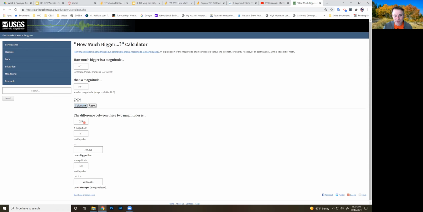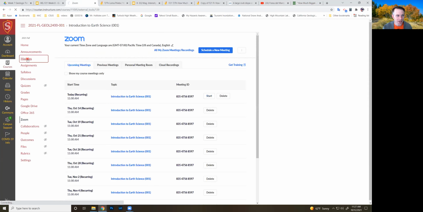So it's a difference in magnitude of 2.9. A magnitude 8.7 is 794 times bigger than a magnitude 5.8 in terms of shaking, in terms of the amplitude. But in terms of the energy released, or how much stronger it is, look at that: it's 22,000 times stronger. So it would take the energy of 22,000 magnitude 5.8s to equal the energy of 1 magnitude 8.7. So when we're talking about these logarithmic scales and just how massive these things are, that's what we're talking about here. All right.